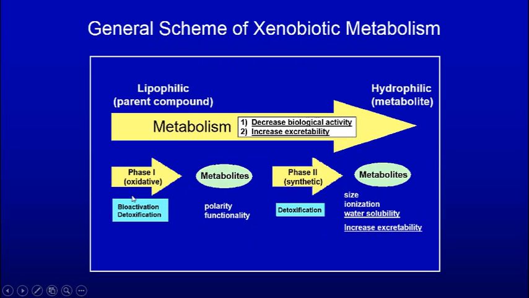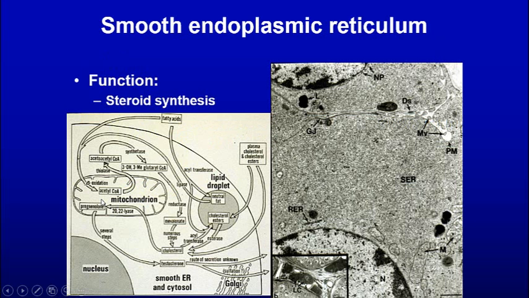Basically, there are different phases. You have an oxidative phase, producing metabolites, and then a synthetic phase, a detoxification phase, where you try to reduce the size and ionize it. You're trying to make it water soluble, excretable. When the doctor tells you to drink a lot of fluids, he or she is really telling you to excrete a lot of fluids in order to get rid of these xenobiotics.